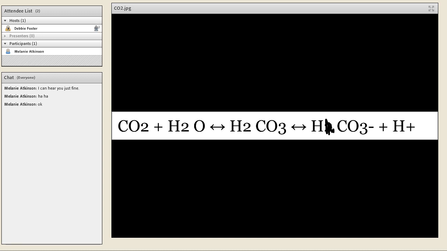So we have carbon dioxide and water coming together to form carbonic acid, which further dissociates into a free hydrogen ion and bicarbonate. Bicarbonate is HCO3 minus, and H plus is the free hydrogen ion.